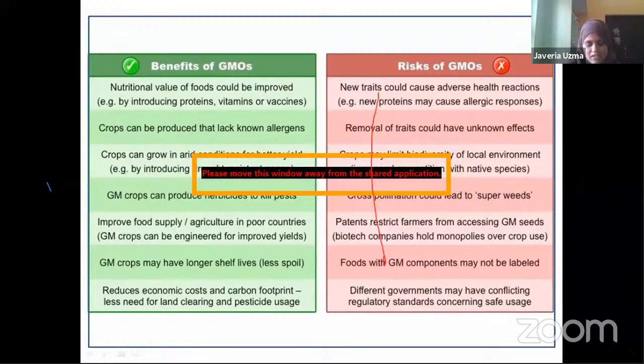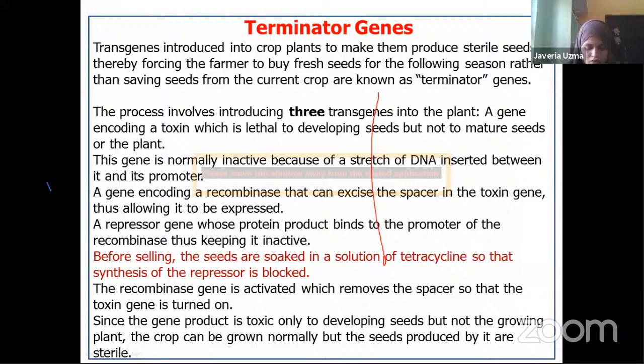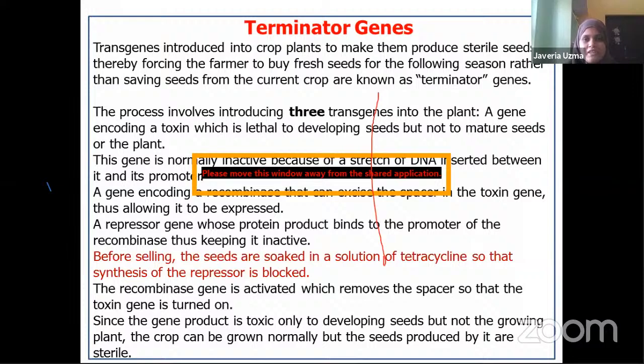One of the disadvantages of these GMOs is terminator genes. In this, farmers have to buy seeds every year. They cannot save seeds from their crop of the current year, but instead they have to buy fresh seeds every time from the market, because the GMO crop which is introduced, like Bt cotton or Bt corn, contains terminator genes. These terminator genes will make the seeds sterile.